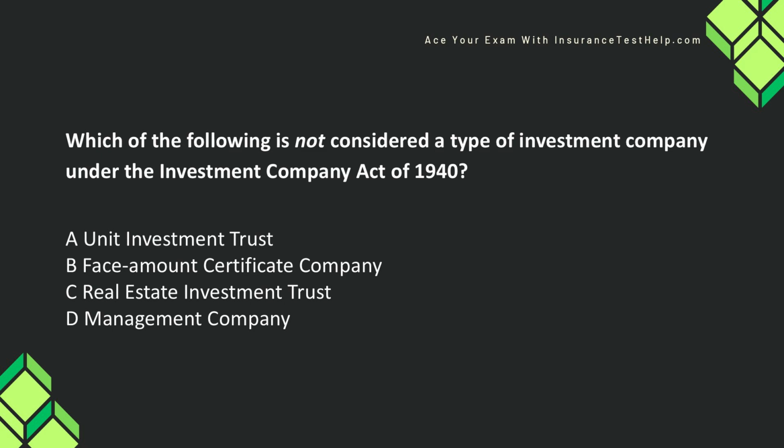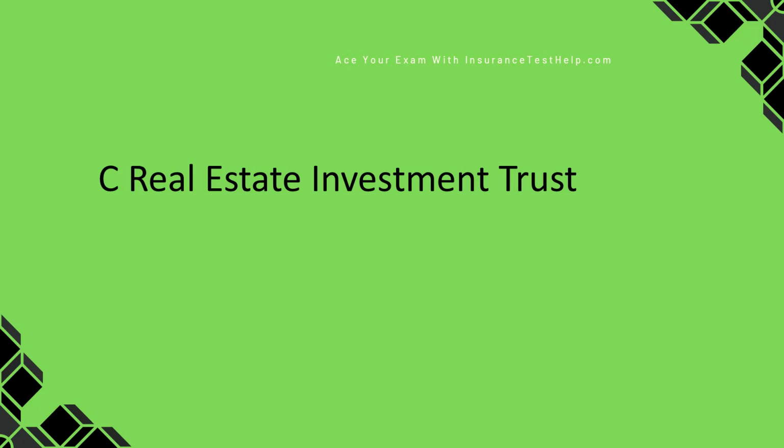Which of the following is not considered a type of investment company under the Investment Company Act of 1940? A, unit investment trust. B, face amount certificate company. C, real estate investment trust. Or D, management company. The correct answer here is going to be C, real estate investment trust. Remember, this was an except question, so all of the other things were correct except for this one. So just make sure that you know what 3 things are considered to be investment companies in the 1940 Act.